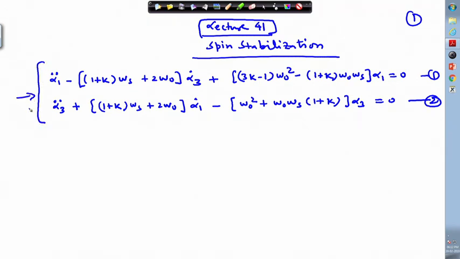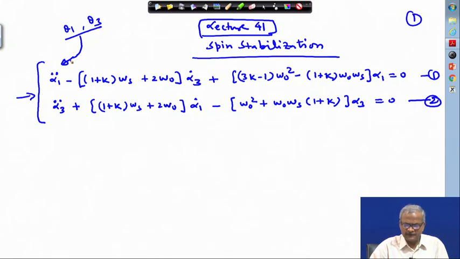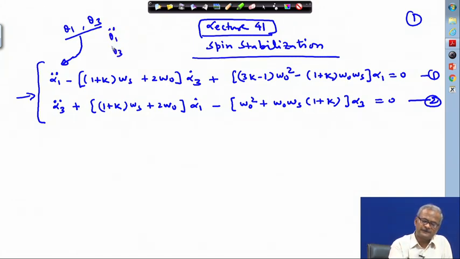What we have done is that theta 1 and theta 3 we have converted in terms of alpha 1 and alpha 3. The difference between theta 1 and alpha 1 is not very large, okay, but thereby we have been able to eliminate the periodic coefficients from the differential equations which were involving theta 1 double dot and theta 3 double dot. Now, these two equations are quite easy to solve.